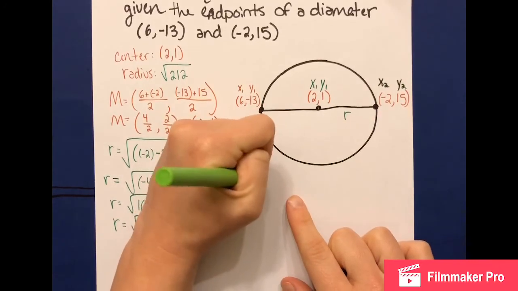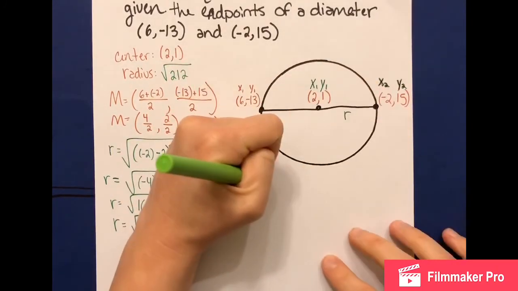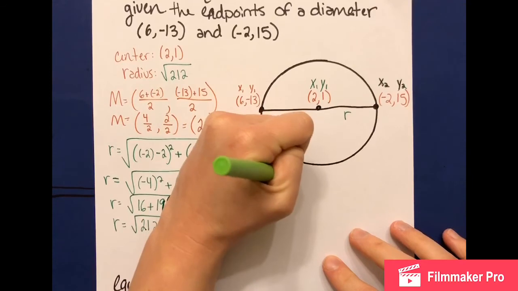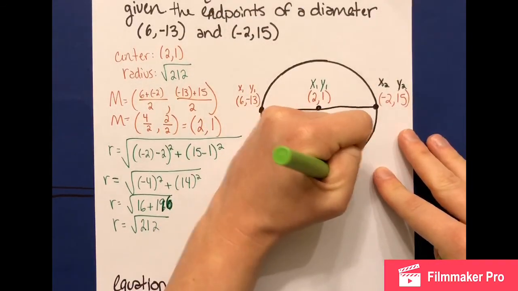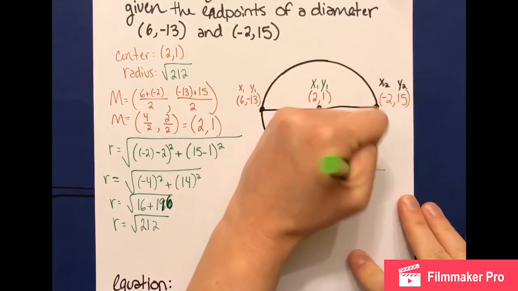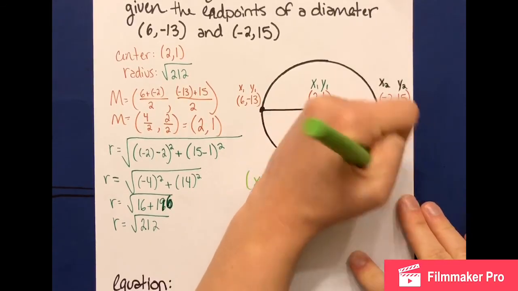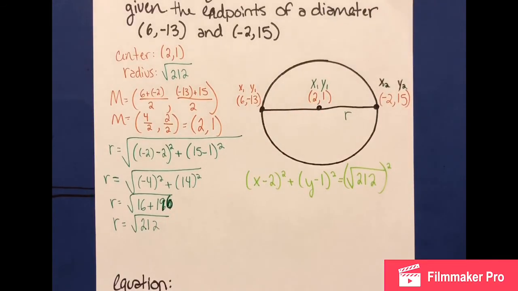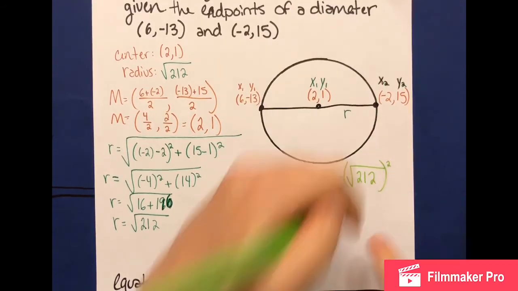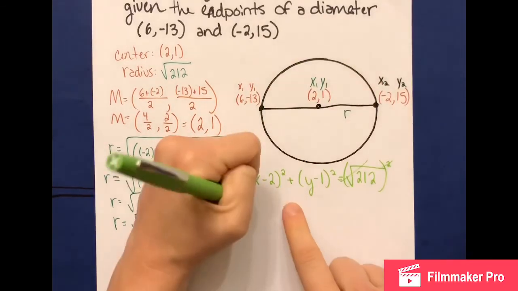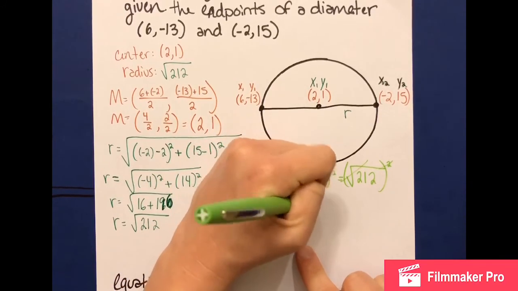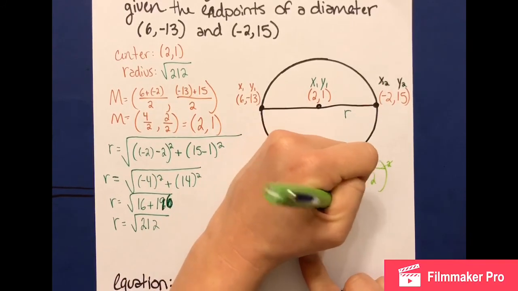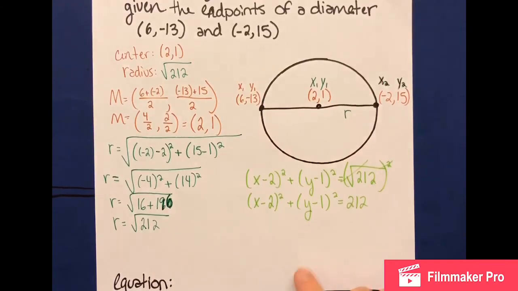I have x opposite sign, so -2 squared plus y opposite sign minus 1 squared equals, and this is the square root of 212 squared. These are going to cancel out, square root and the squared, they're opposites. I'm left with x minus 2 squared plus y minus 1 squared equals 212. That's it.